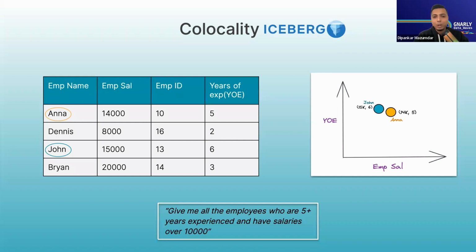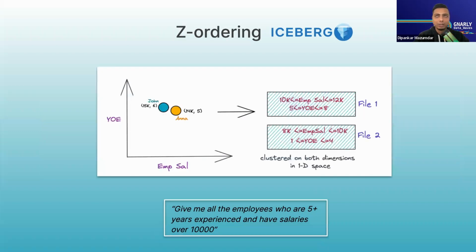So let's say we apply the algorithm of Z-ordering and rewrite the data files the way we want to. Our new file may look something like this, okay? For example, in file 1, we have the salary range of 10 to 12K. The years of experience is 5 to 8. Similarly, in file 2, we have employee salary in 8 to 10K and years of experience in 1 to 4.